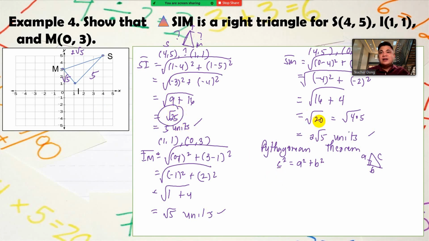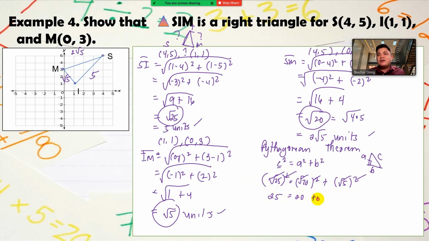So we will be using the radicals in substituting. So your c will be the square root of 25 squared, while your a, you can have it as the square root of 20 squared, and then your b will be the square root of 5 squared. Okay, use your calculator to simplify, but if you're going to extract the square root with the square, it goes like this. You will cancel the radical symbol with the 2. So what will remain, we have 25, 20, and 5. So they must be equal, so 25 is equal to 20 plus 5, which is 25. So therefore, it satisfies the equation of the Pythagorean theorem. We can say that triangle SIM is a right triangle.